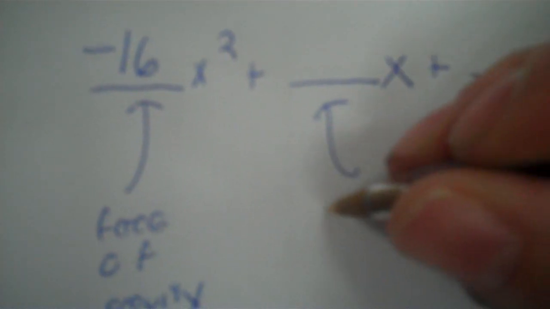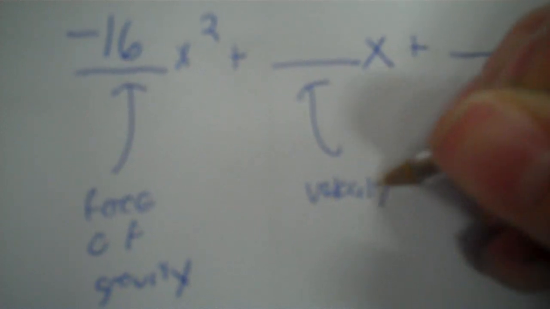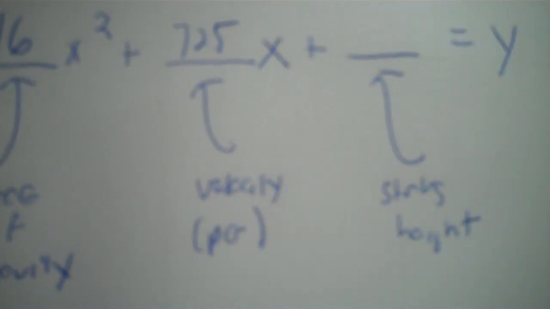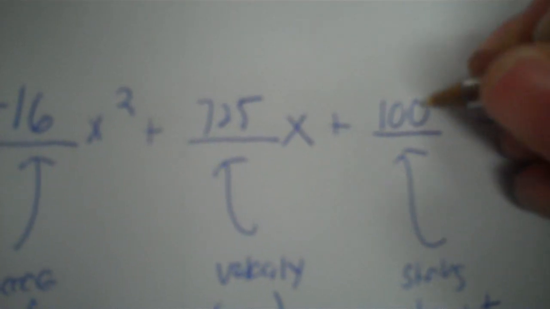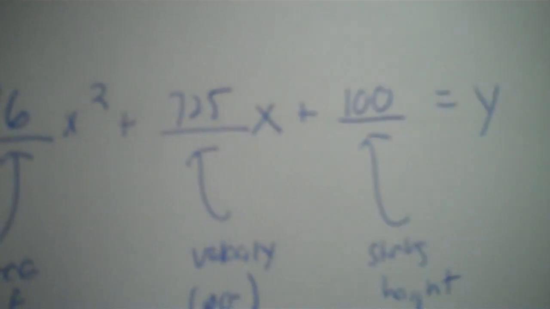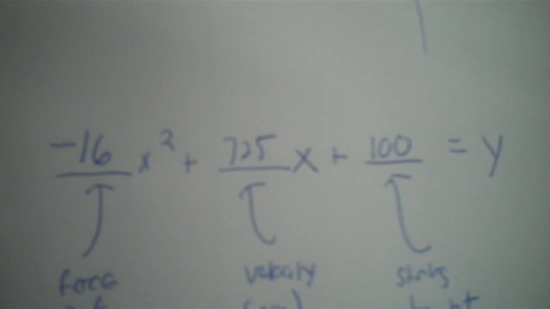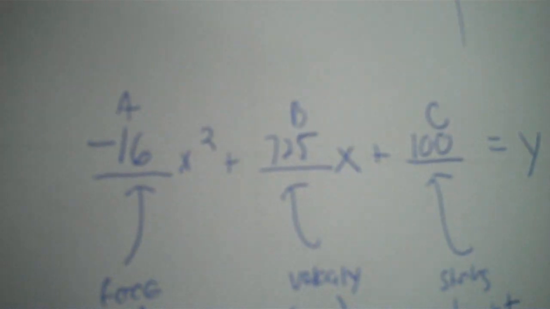Now this right here is my velocity. Velocity is you can find that with your per. So the velocity is 725. This right here is my starting height. Now I don't care if you write this stuff on the assignment, you need to write it here. Your starting height's 100. If it starts from the ground, then that is 0 and that is eliminated, but it doesn't. Well, I don't have to multiply nothing. I've got my A, my B, and my C right there.